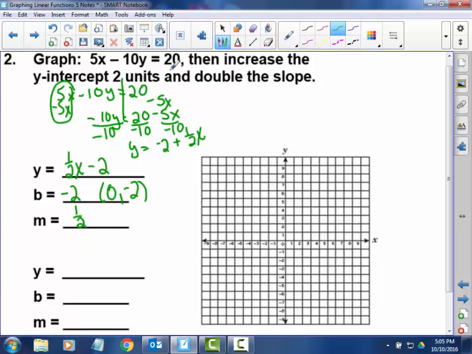Okay. It says then increase the y-intercept 2 units. So the y-intercept was negative 2. So an increase would mean we'd add 2 to the y-intercept. So now our y-intercept is going to be 0, or the point 0, 0. Okay. Then we look, double the slope. The slope was 1/2. To double means to multiply by 2. So 2 times 1/2 is 1. And since it's slope, we'll put it 1 over 1 so that we have the fraction form. It makes it a little easier when we're graphing.